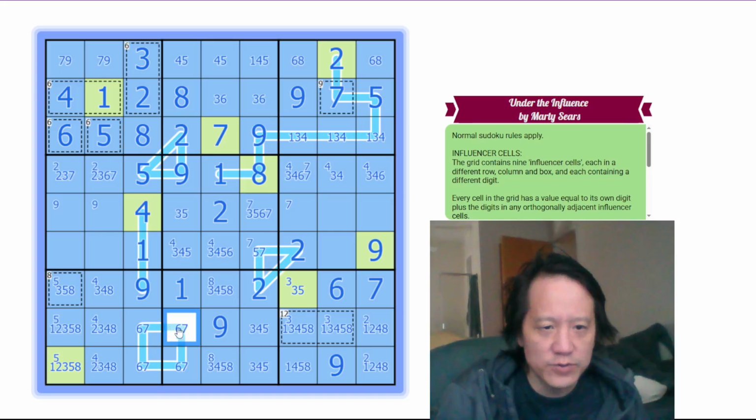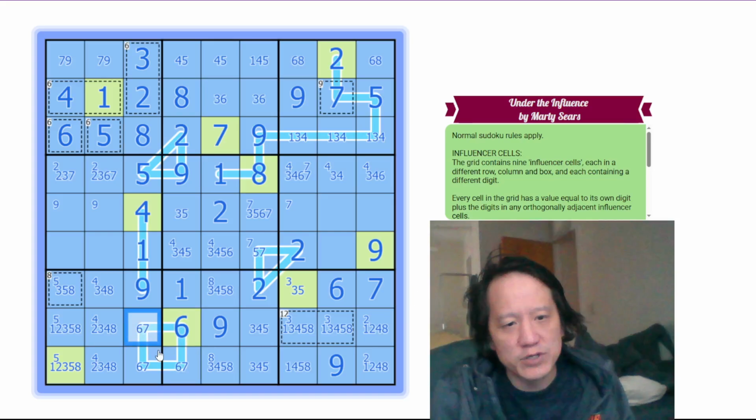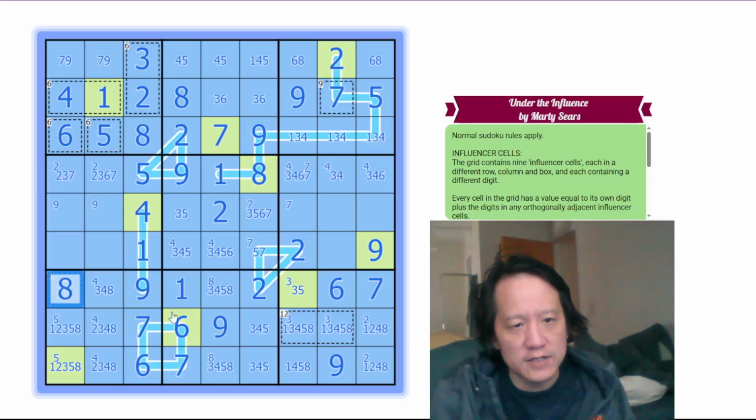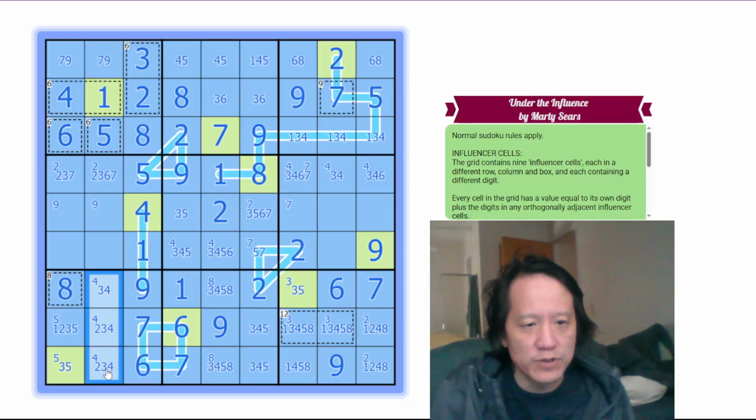This is not the influencer here. This is the influencer here. So this must be a 6, which makes this 7, which makes this 6, which makes that 7. This is an 8, which cannot be an influencer. This has to be 3 or 5. None of these can be 8 anymore. So this becomes a 2, 3, 4 triplet, which eliminates 2, 3, and 4 in the rest of the box.